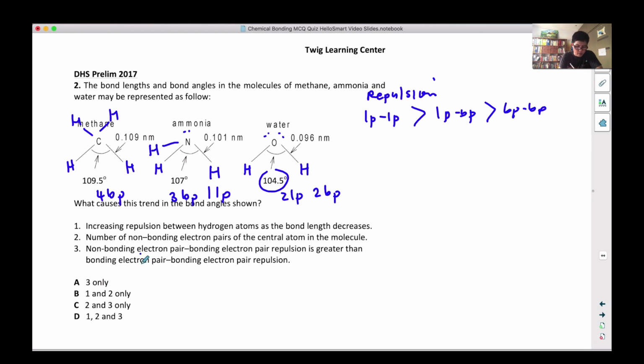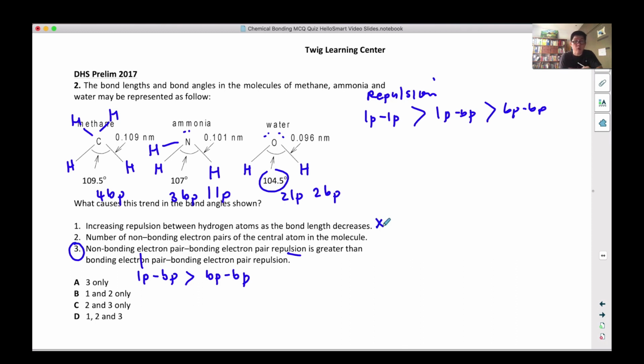Non-bonding electron pair refers to lone pair. Lone pair bond pair repulsion is greater than bonding electron pair repulsion, so it's bond pair. Which means this statement is definitely correct. Okay, let's look at 1. Increasing repulsion between hydrogen atoms as the bond length increases. We've never taught you this before. This is definitely not true.